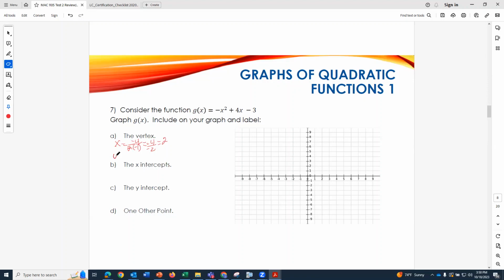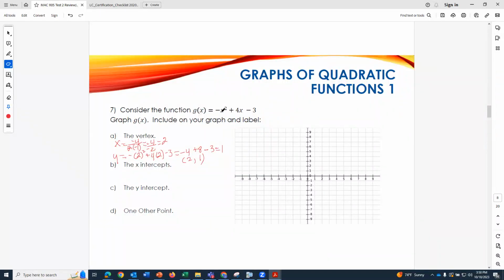Okay, and the y vertex will be negative 2 squared plus 4 times 2 minus 3. That will be negative 4 plus 8, 4 times 2 is 8, minus 3. And that will be 1. The vertex will be x equals 2 and y equals 1.